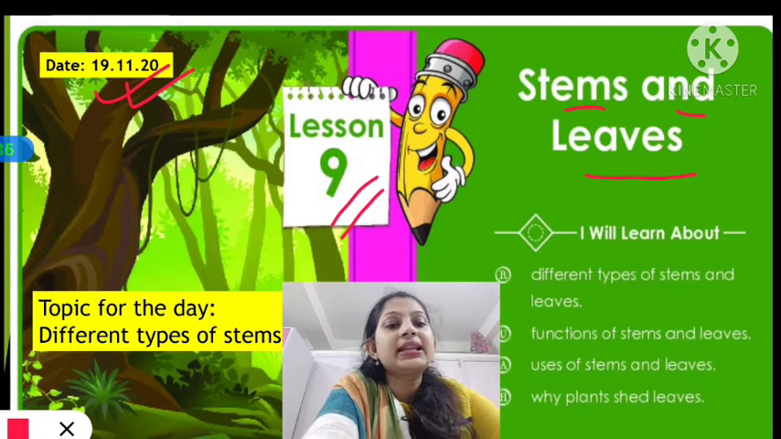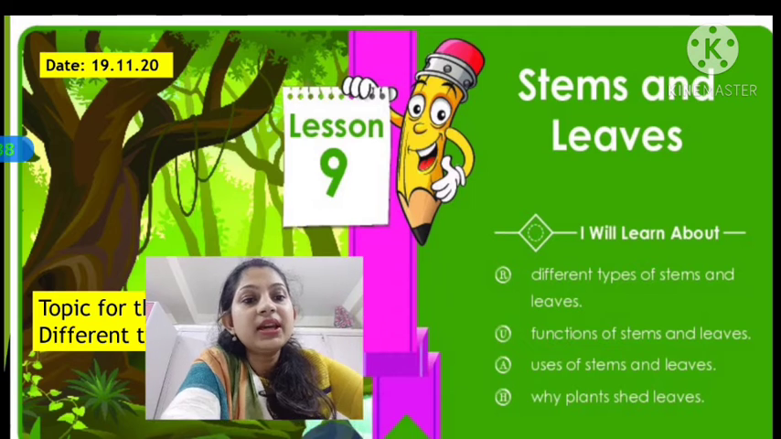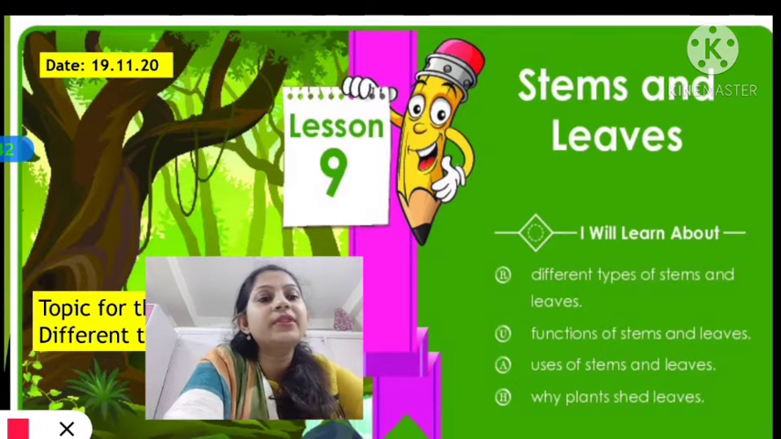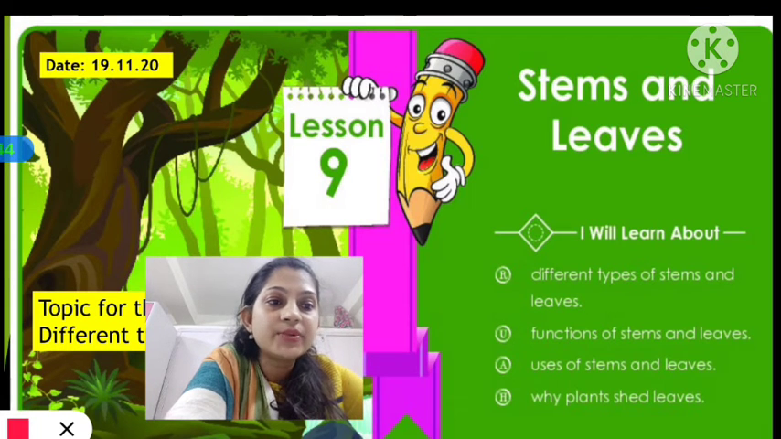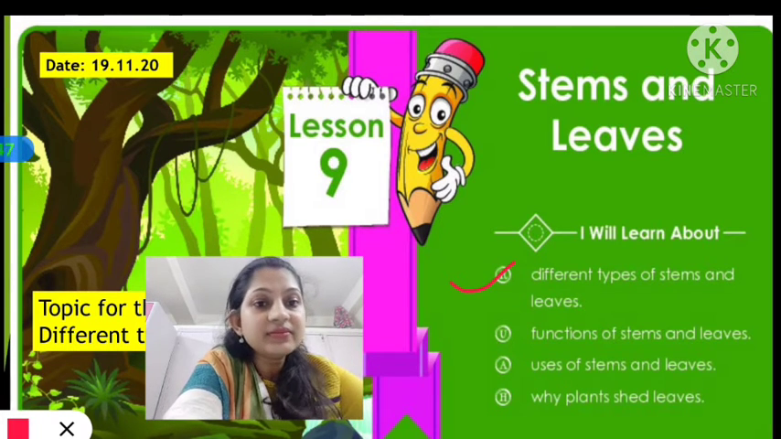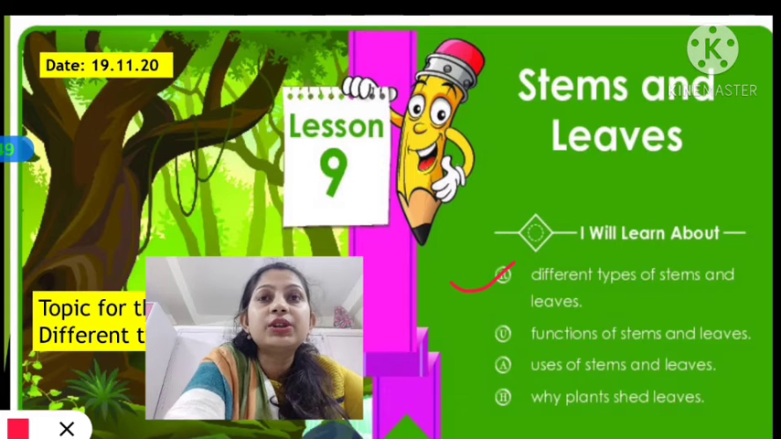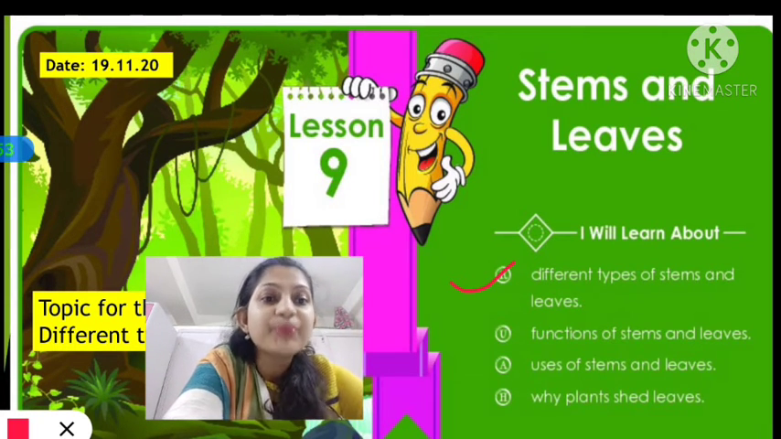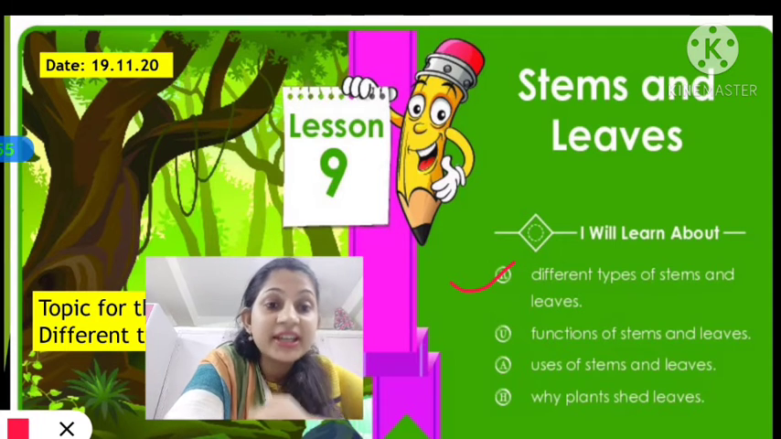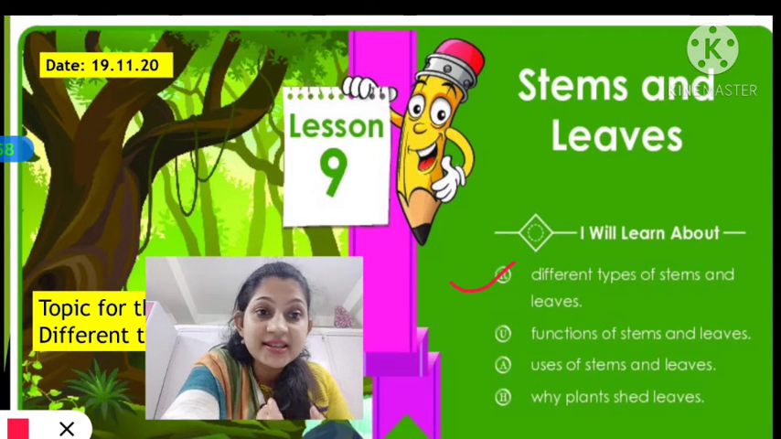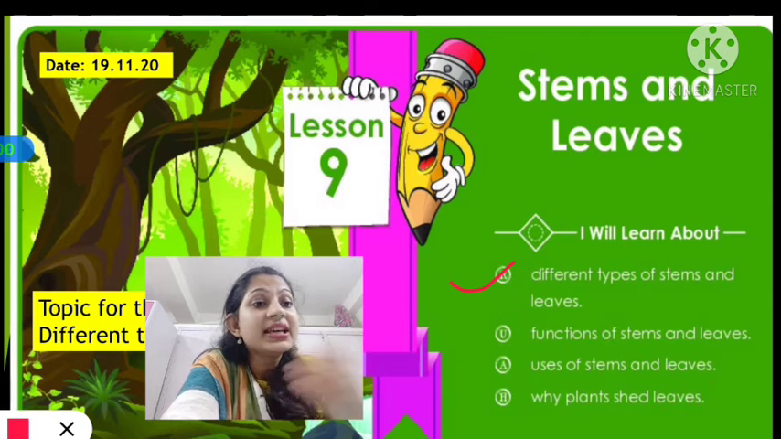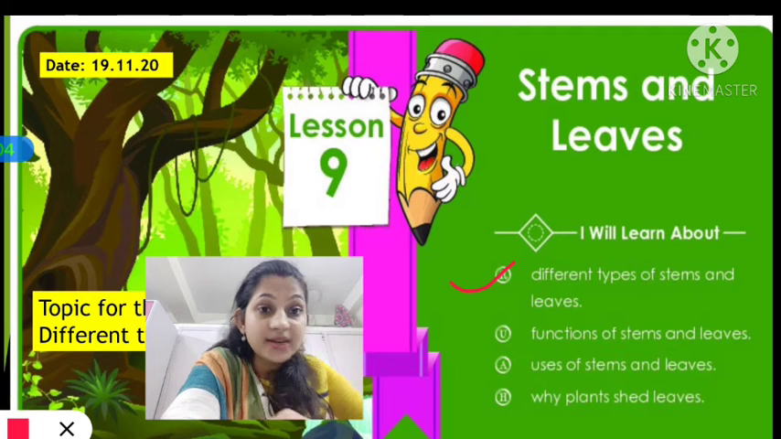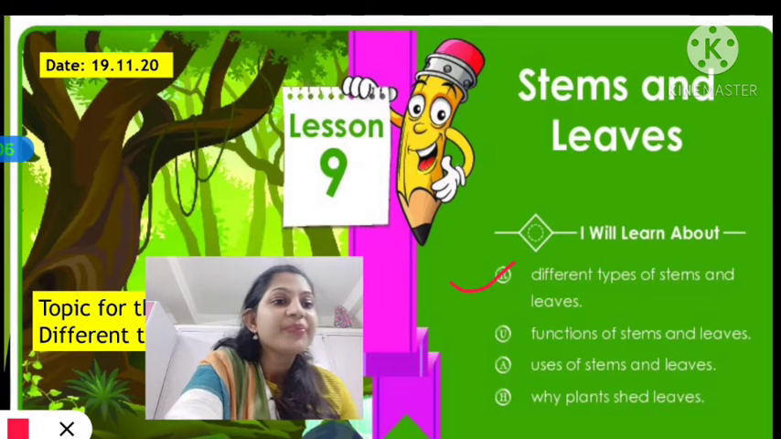Yes, and let us see what are the things we will be discussing in this particular chapter. In this chapter, we will be learning about different types of stems and leaves. Isn't it? You may find that all the trees around you have different stems, their leaves are different, their leaf size is different, leaf color is different. Same is the case with the stem. Some stems are very thin, some are thick, some are strong, isn't it?